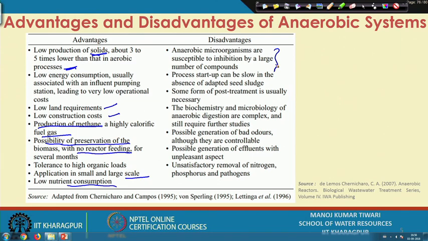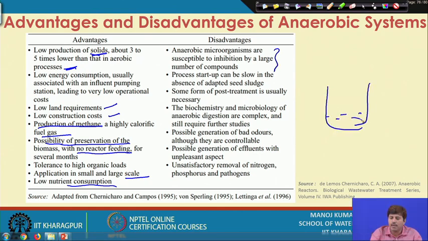Then process startup can be slow in the absence of adapted sludge. Because of the low growth of these microorganisms, if we start an anaerobic system where we have a seasoned sludge, or the microorganisms that we put in are pre-acclimatized and of good granulation form, then this can take up quickly.